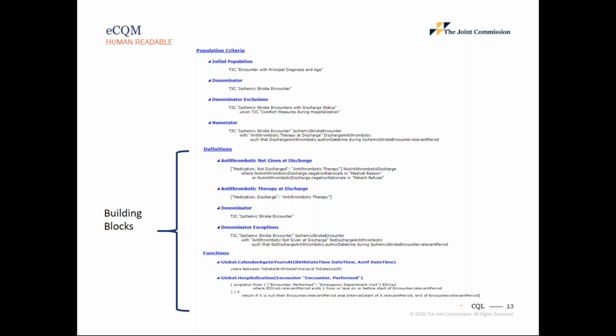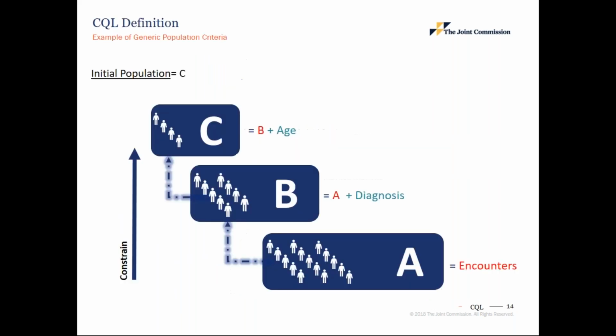With CQL, we use definitions to build the population criteria and title the definitions with more of a natural language to capture the meaning of the logic that they represent. Secondly, I've bracketed the middle and lower sections of the definitions and functions together. These definitions serve like building blocks and are used to build the population criteria. So what do I mean by that?